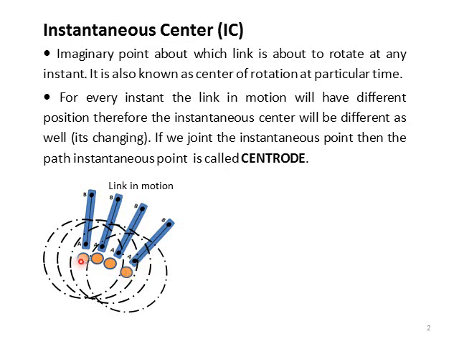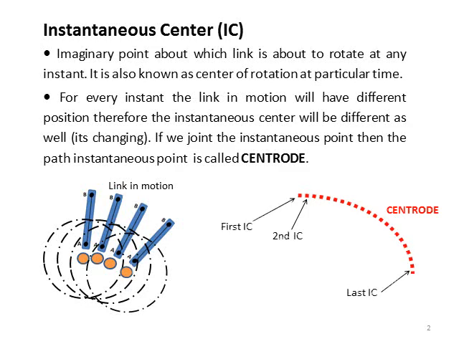If we combine or make a path of these instantaneous centers just like this, so time 1 second, time 2 seconds, time 3 seconds, time 4 seconds, and so on, then there will be a path of instantaneous centers around which, at a specific time, the link is rotating. So this path is called the centroid.